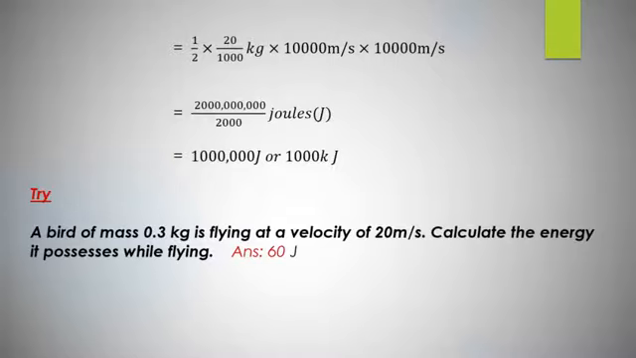All right, now try this problem. A bird of mass 0.3 kilograms is flying at a velocity of 20 meters per second. Calculate the energy it possesses while flying. Of course, you know the energy we are calculating while flying. Remember, it is in motion. Now, the mass this time is already in its standard unit, kilograms, so there's no need to change 0.3 to any other unit. So maintain the value. Try it and see if you get 60 joules.